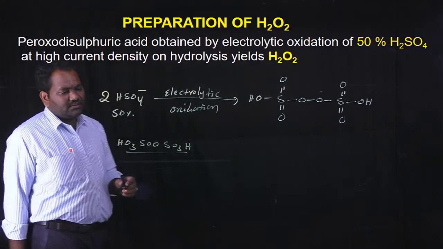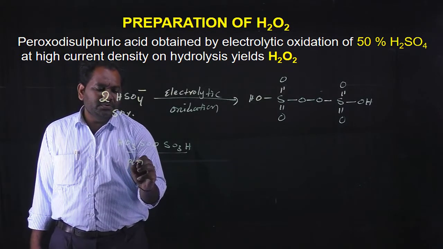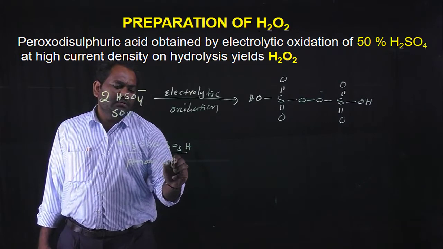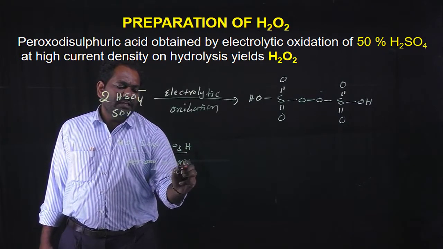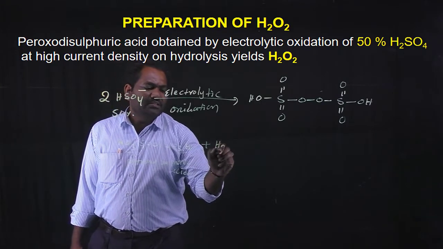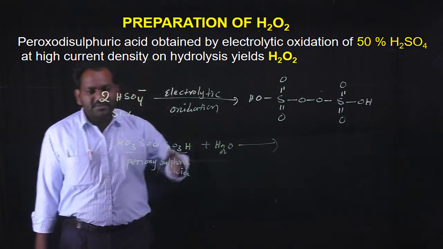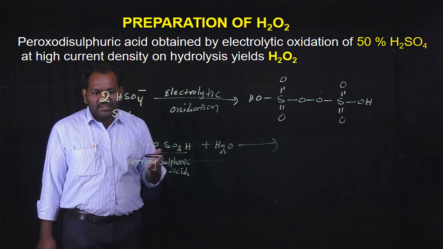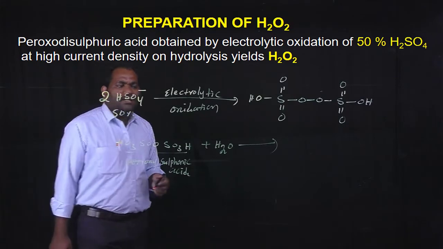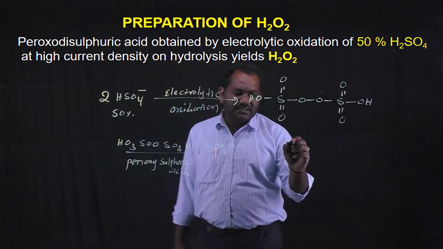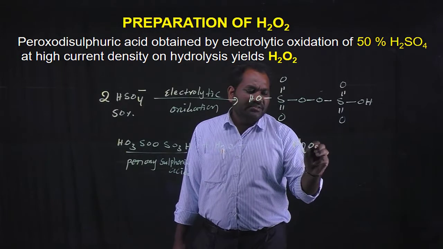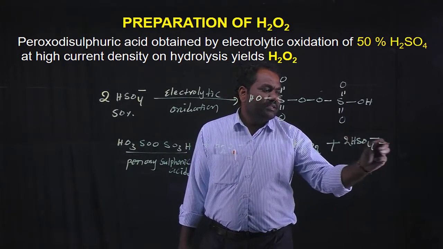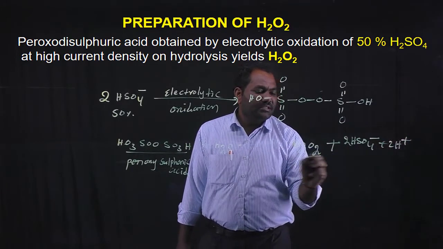Now this peroxysulfonic acid, per means 2, peroxysulfonic acid on hydrolysis. Hydrolysis means, lysis means breaking. Breaking of that peroxysulfonic acid by using water is called hydrolysis. Finally, we will get H2O2 plus HSO4 minus plus 2H plus. This is the final product.